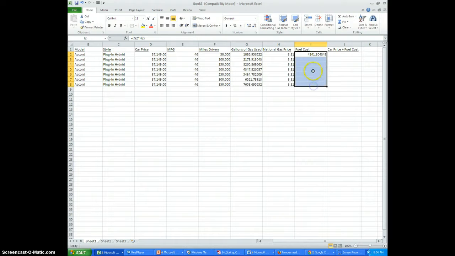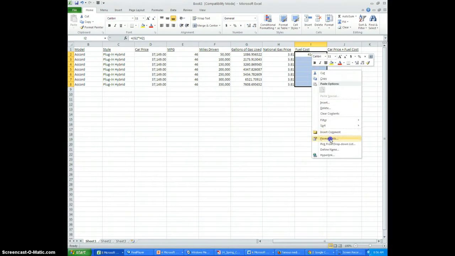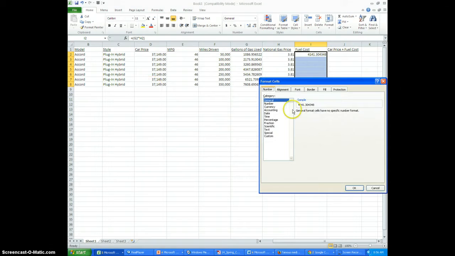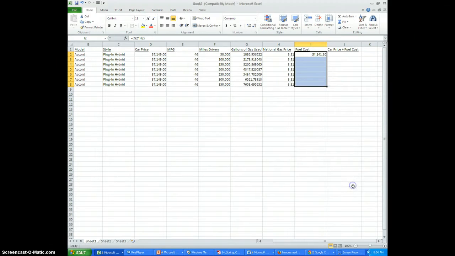So we'll make this whole column here, highlight the entire column, okay, and if you go to format cells, we'll put that into currency so we can see it in money, okay? So that's going to be $4,141.30 if we use 1,086 gallons of gas. I'm going to take this equation once again and copy it down.